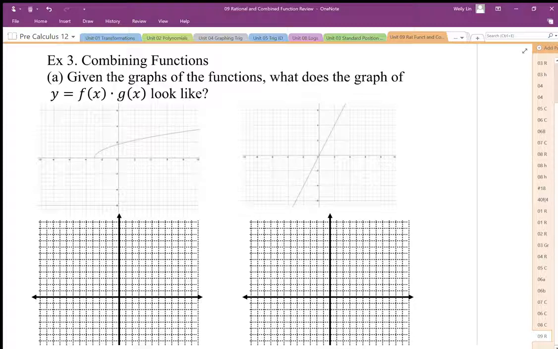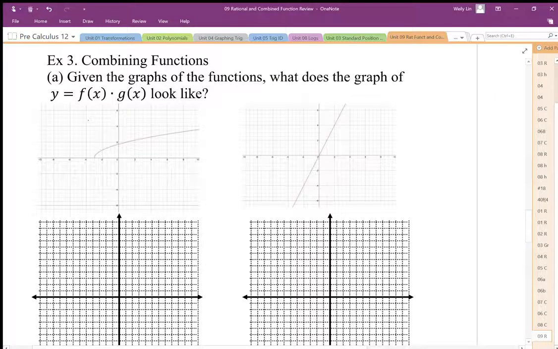To combine functions, what we want to look at are a few things. Number one, the domains of the two functions being combined. We want to think about what those functions are and what they are like algebraically when we combine them. And we can also use a table of values to help us plot some points to get a pattern.